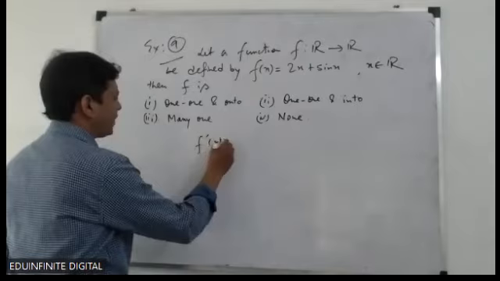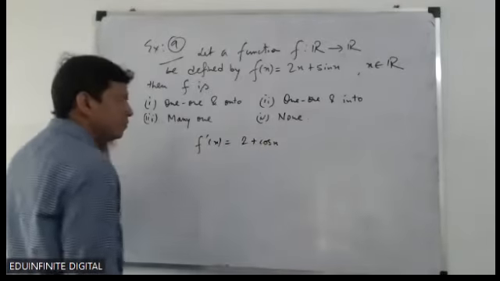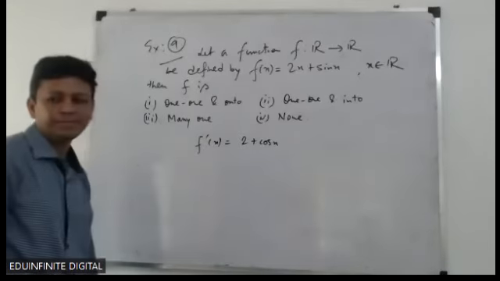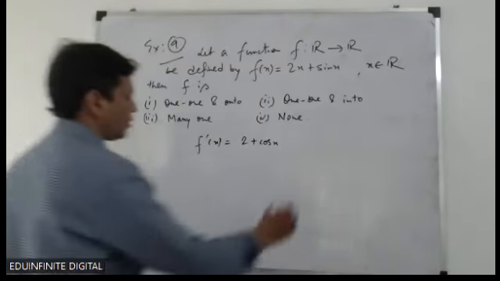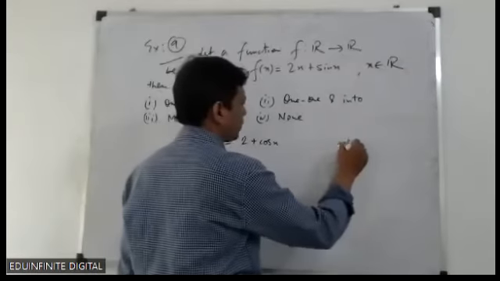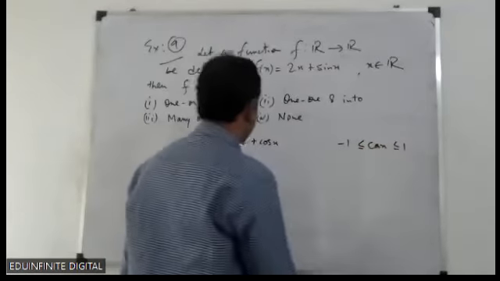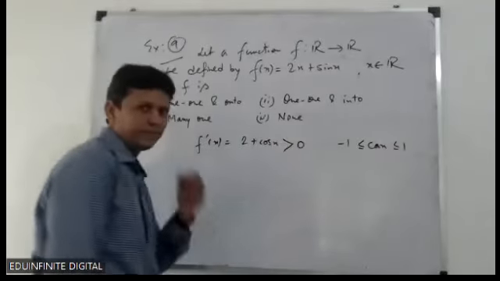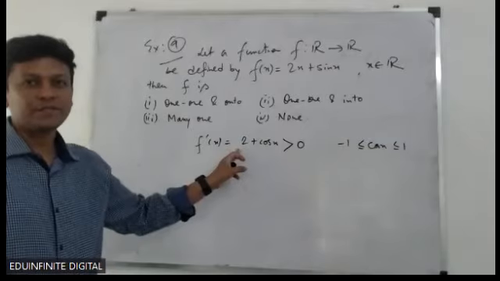So let's apply the derivative. And cos x is between minus 1 to 1. So always it is positive. You take the minimum value minus 1, it will be positive.